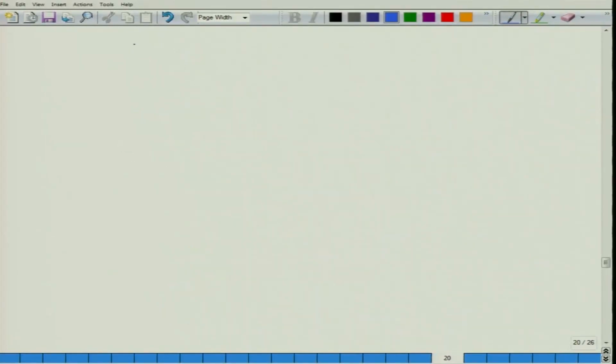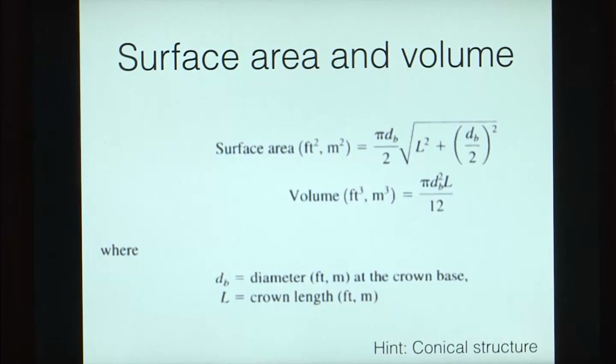Now, let us look at the other formula. So, we have volume is equal to pi dB square L by 12. So, coming back to the slides, here we have the volume in feet is pi dB square L upon 12. So, how do we get to that equation?